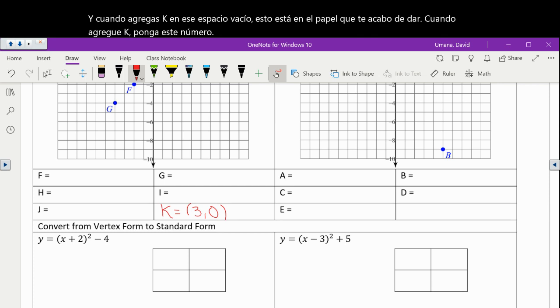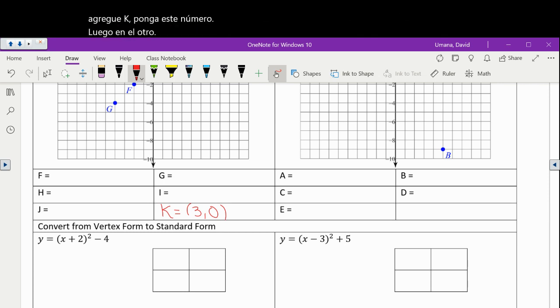Then on the other one, A, B, C, D, E, F, add F. And I want you to add this number. Now that part, I'm not really going to review. That part is just practicing your coordinates. Next.